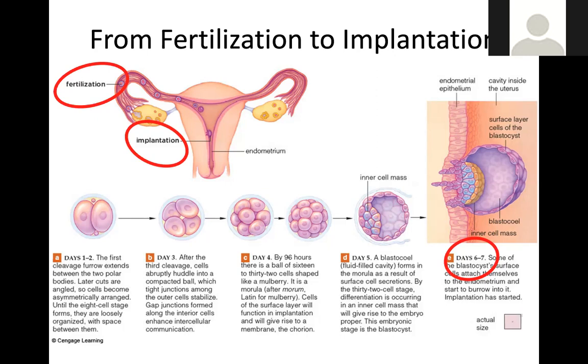This is the endometrial epithelium. Epithelial cells are a type of tissue. The cavity inside of the uterus, this is the surface layer of the cells on the blastocyst. Here's the blastocoel and the inner cell mass. So here's that fluid-like cavity, and there's those 32 cells, and they essentially, like it says, implant onto the epithelial wall.